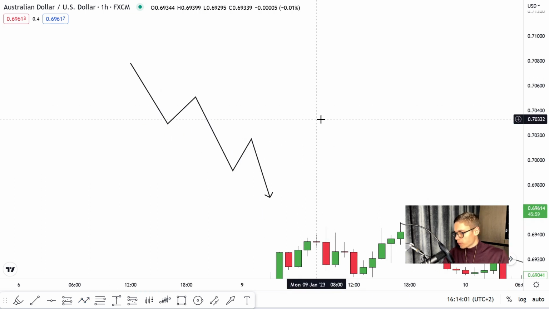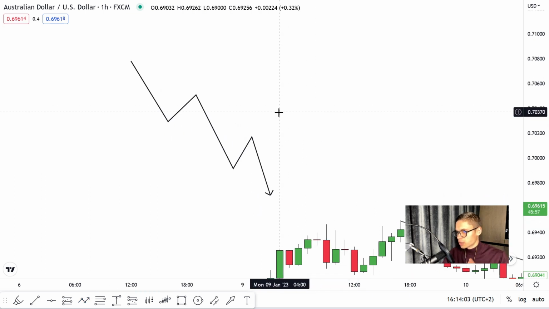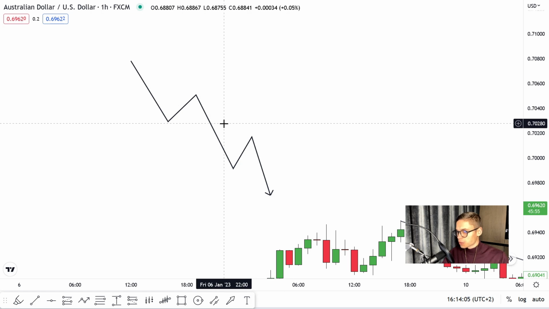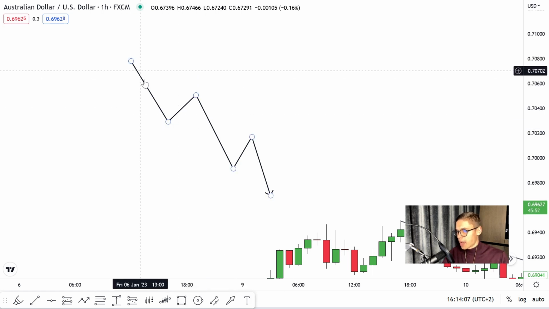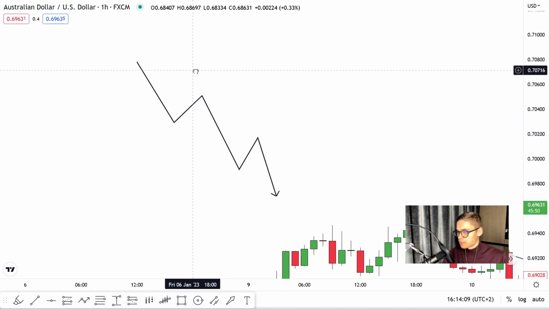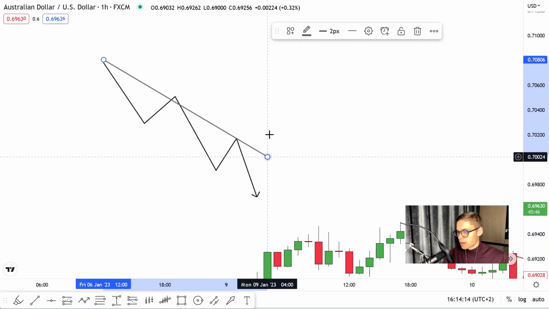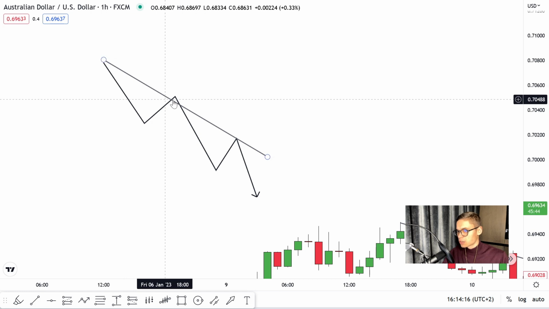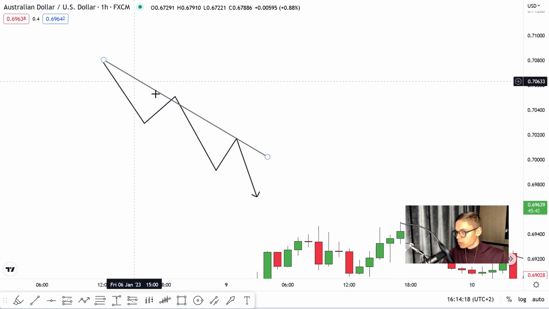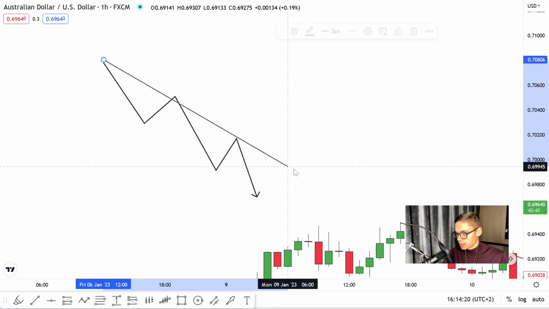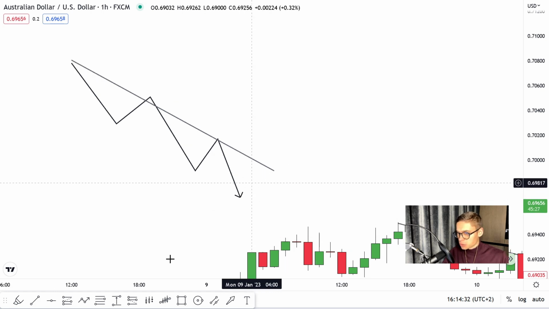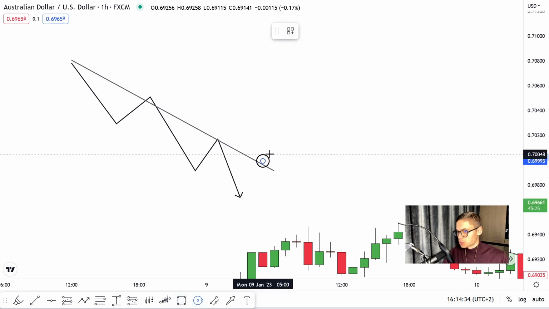Now there are 2 ways to enter into a trend line break situation. So the first one is, imagine we have a downward structure, so a bearish trend, and we mark our trend line like this. So we have our first touch, second touch, third touch, and now we know that it is a valid trend line.